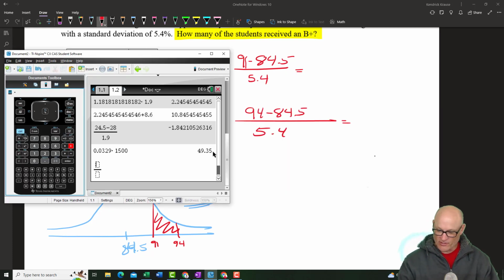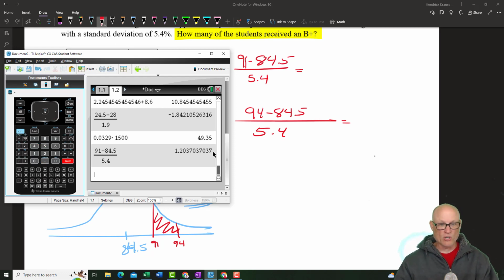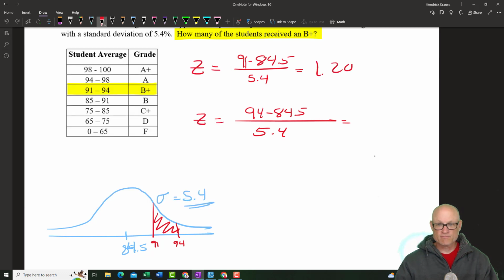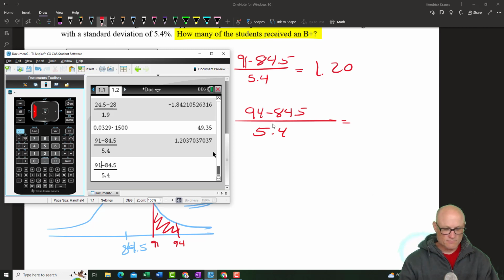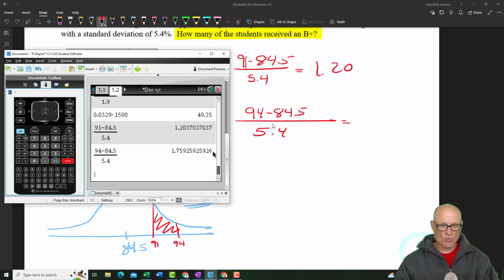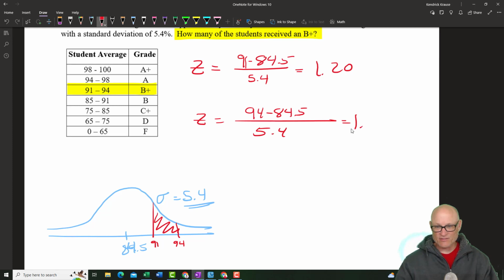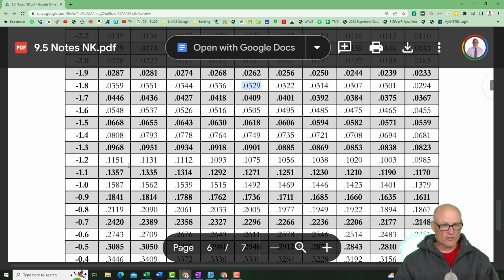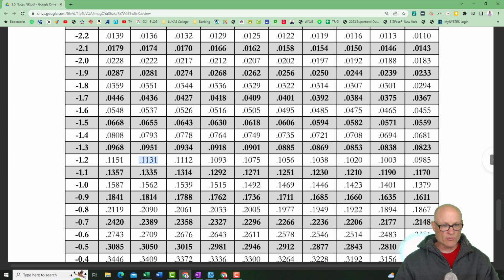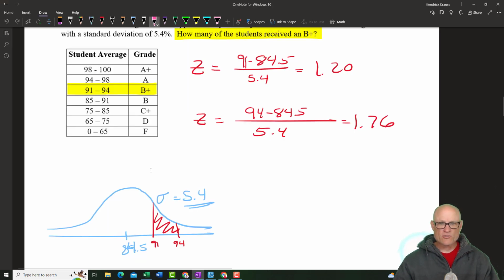All right, so control division, 91 minus 84.5 divided by 5.4. Boom. First z-score, 1.20. Now we want 94. And I get 1.76. All right, so now I'm going to go look these up. 1.20 would be right here. So that's 0.1130. So that's this one.